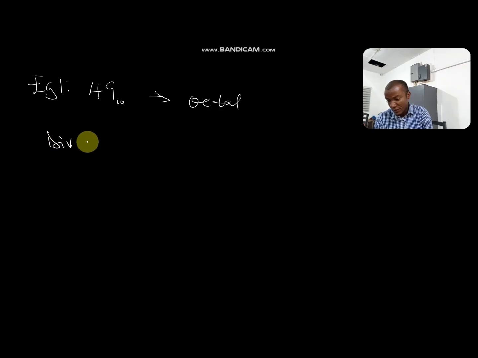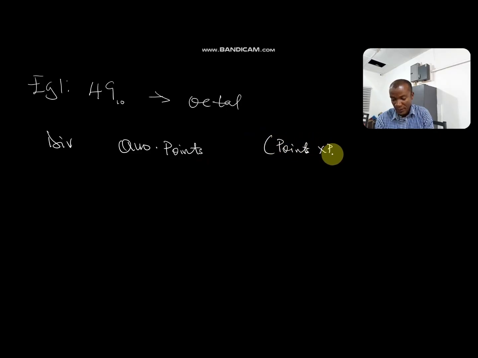So let's try with our first example. Example 1, I have 49 base 10, and we are to change this to octal. To change from base 10 to octal or base 8, like I said, I have my division here, I'll have my quotient here, then my point here. When I divide, maybe I may get some points. Then I will multiply the point by the base to get my remainder.